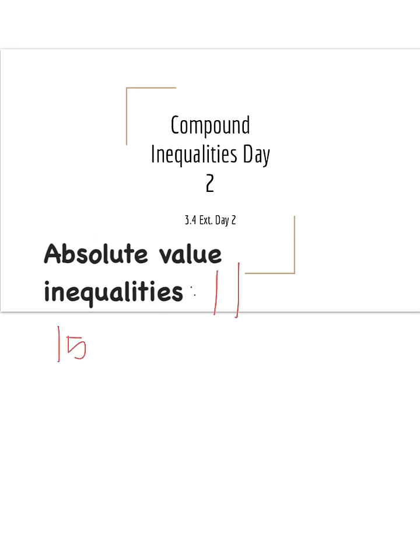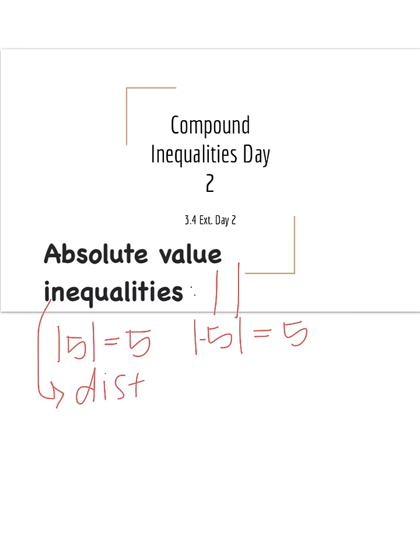The absolute value of 5 is 5. And the absolute value of -5 is also 5, because absolute value is the distance from 0. And distance cannot be negative, so that's why they both end up being 5.